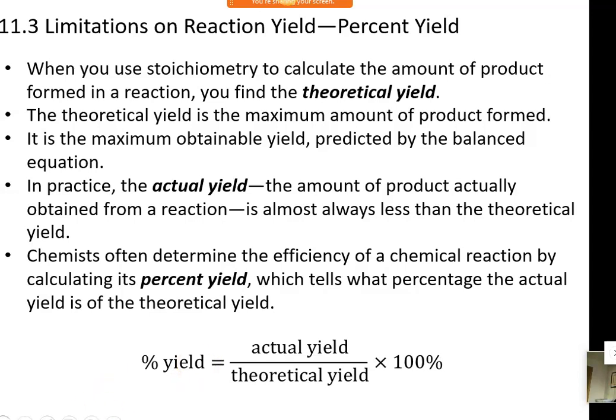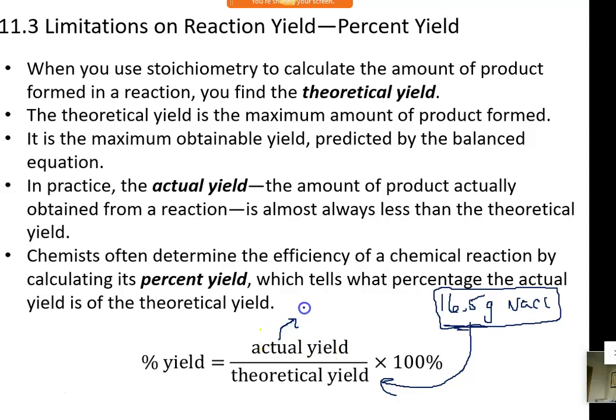Now, the last example says that we should have gotten 16.5 grams of my compound. Okay? This is what's called my theoretical yield. In theory, this is how much I should get. That's based off of calculations. It's based off of the maximum amount of compound I should actually form. That's the theoretical yield. The actual yield is what do you actually get in the laboratory.